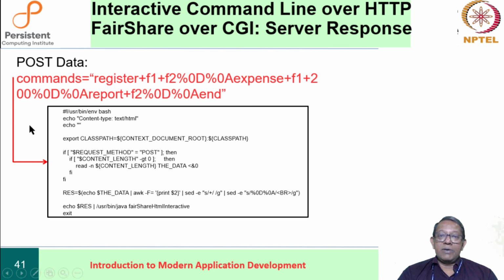This is what is illustrated in this part of the slides. The post data arrives as commands equal to this entire string. The script that we saw before processes that. The awk will use the equal to as a separator character and print the second part, that is after the equal to. The sed command will replace the plus signs by spaces. Then it will replace the %0d, %0a by the HTML code break. This will result in individual commands on individual lines, something that our fair share application expects.